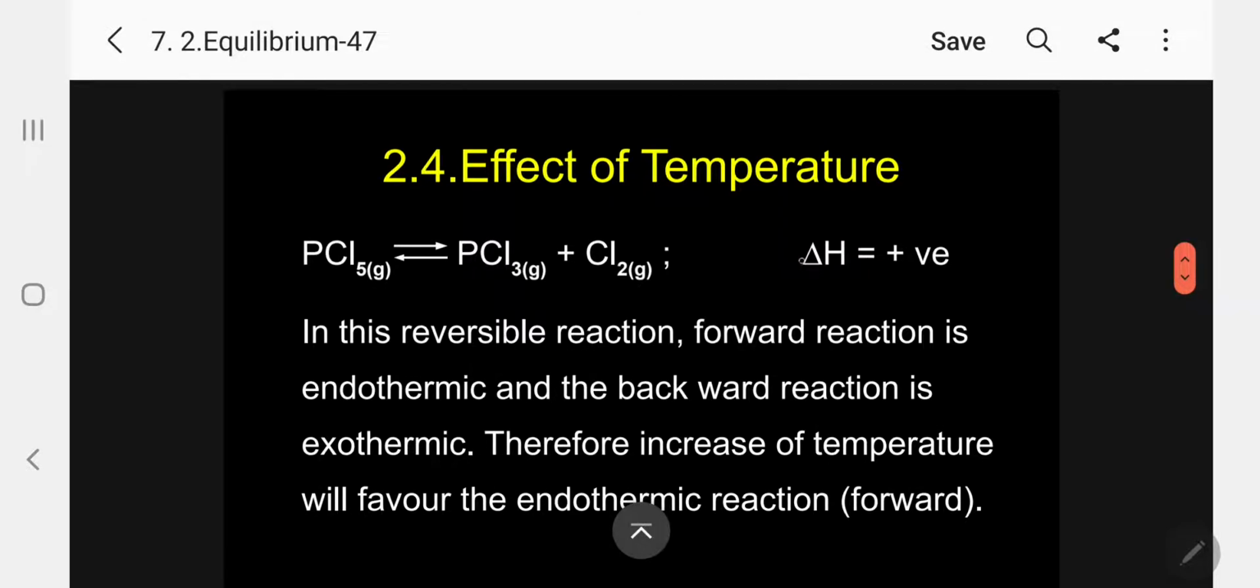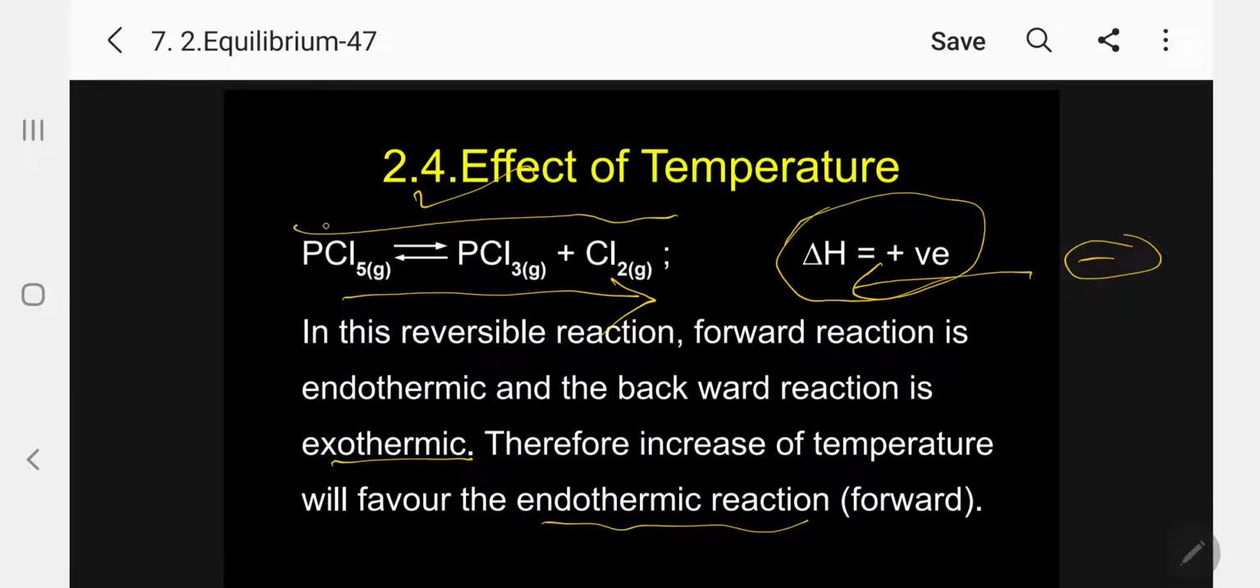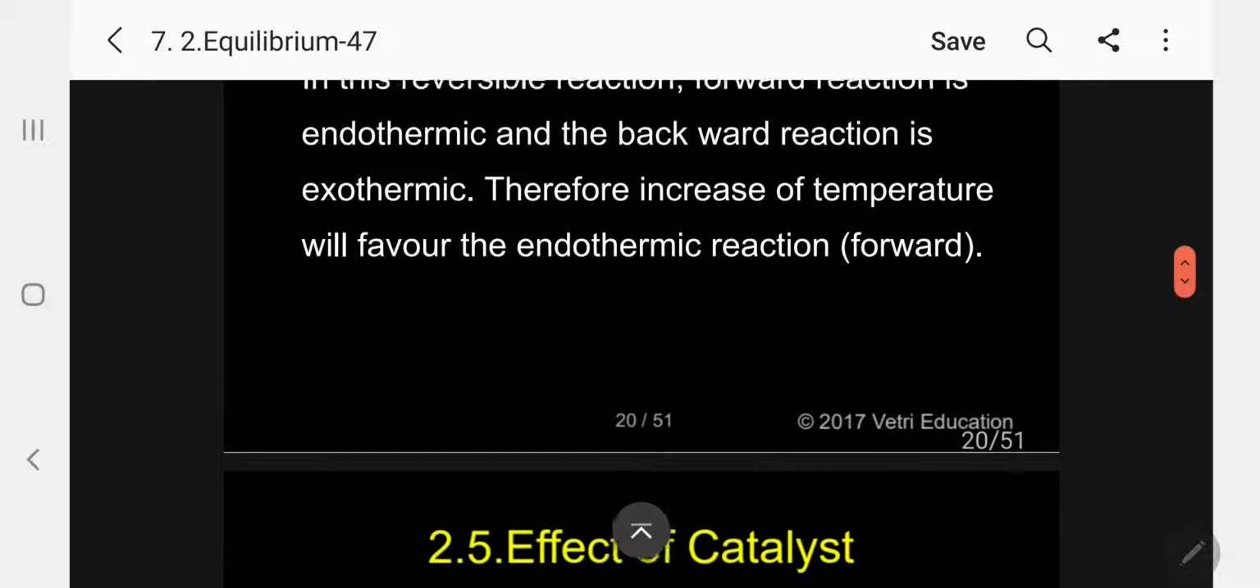Effect of temperature. Just look at the delta H value: positive, endothermic. So the forward reaction is endothermic, which means the backward reaction will be exothermic. Kindly follow. In this reversible reaction at equilibrium, the forward reaction is endothermic and the backward is exothermic. Therefore, an increase of temperature will favor the endothermic reaction, that is the forward reaction. A decrease of temperature will favor the backward reaction.